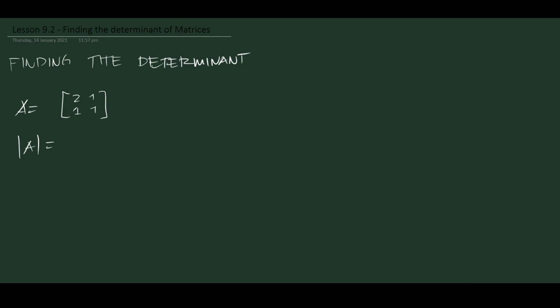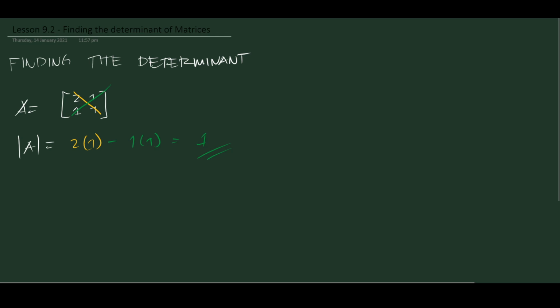So we multiply 2 and 1. This is a diagonal right here. Multiply 2 times 1, and then we subtract it from the other diagonal right here. So minus 1 times 1. So what do we get here? 2 minus 1, that would be 1. So the determinant is 1.